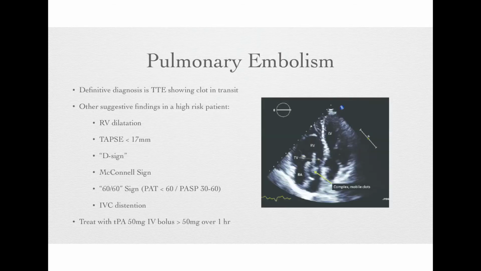Here's an ultrasound of a patient from the apical 4-chamber view. You see the right atrium, right ventricle, and left atrium. And we see an echogenic mass inside the right atrium passing through the tricuspid valve, which is a clot in transit.